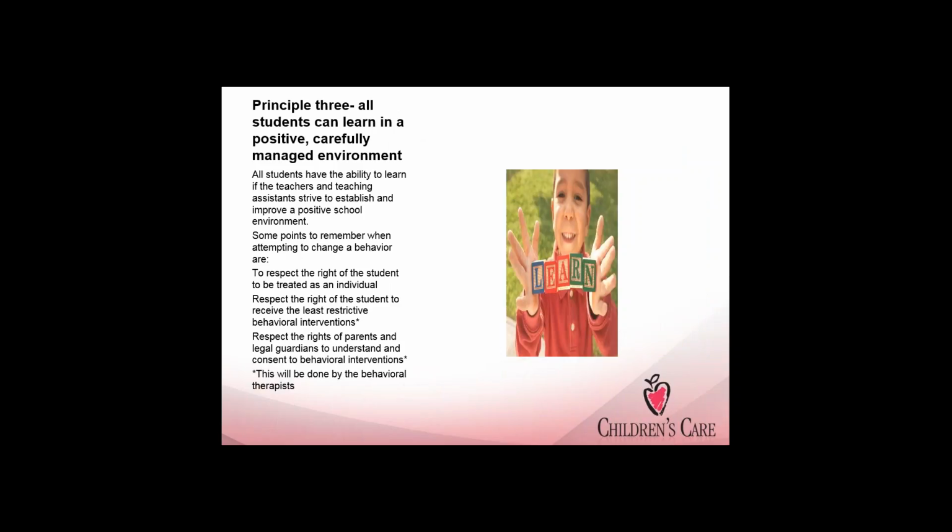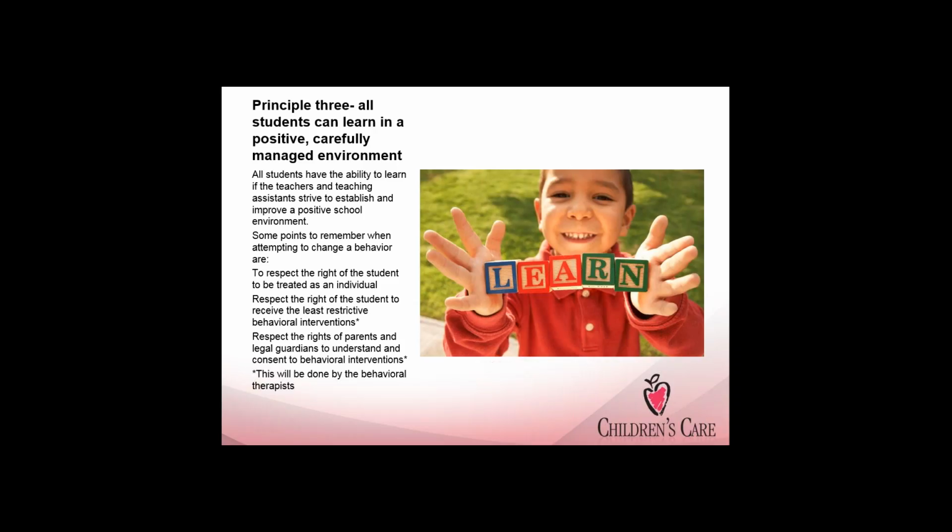So principle 3, all students can learn in a positively, carefully managed environment. All students have the ability to learn if the teacher and teaching assistants strive to establish and improve a positive school environment. Some points to remember when attempting to change behavior. The first one is to respect the right of the individual to be treated as an individual. Now, the next two, these are going to be done by the behavior therapist, but I want you to be aware of them. We need to respect the right of the student to receive the least restrictive behavioral interventions, and then respect the rights of the parents and legal guardians to understand and consent to those behavioral interventions.